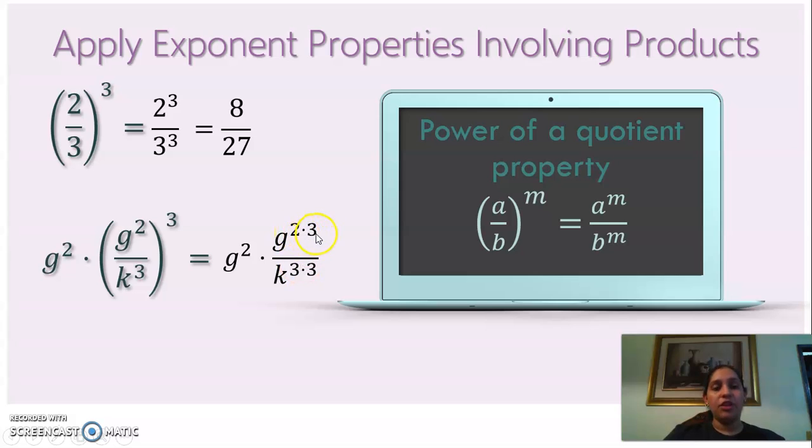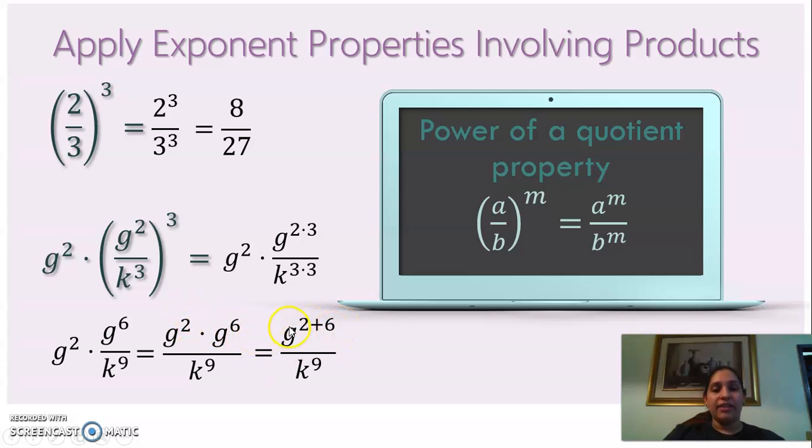Now, I multiply my 2 with the 3 and the 3 with the 3. This way I'm going to have g raised to the second power times g raised to the 6th power over k raised to the 9th power. Now, I need to simplify it more. I have g raised to the second power with the g raised to the 6th power. I multiply these two, and as you can remember, when I have the same base numbers, I add my exponents. So I add the 2 and the 6. This way I have g raised to the second power plus 6 over k raised to the 9th power.